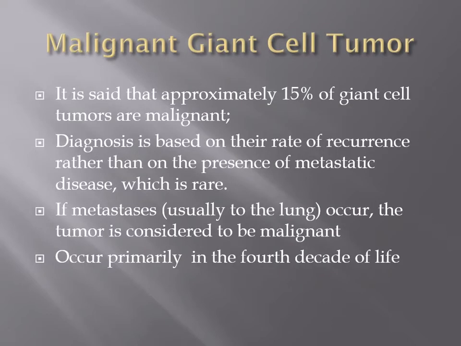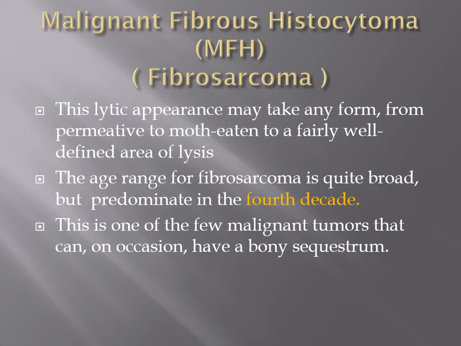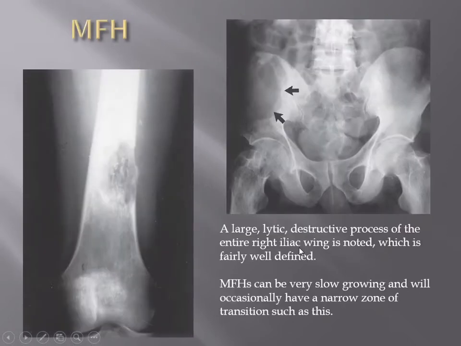Now, I think we talked about the giant cell tumor. We said 50%, and if there is a recurrence, we should think of malignant. Malignant fibrous histiocytoma, or the other name they called it, fibrosarcoma, is also a lytic lesion that can take any form. They said the age range is usually the fourth decade, and it is one of the few malignant lesions we talked about with a bony sequestrum.